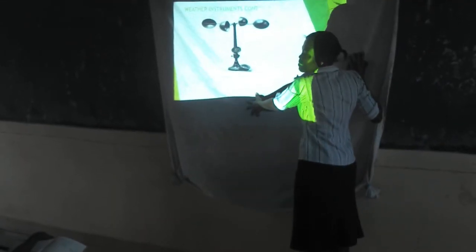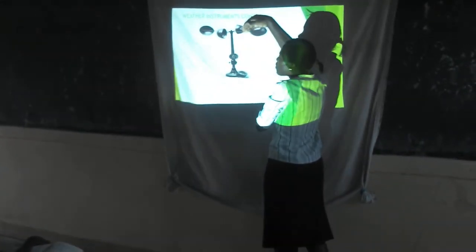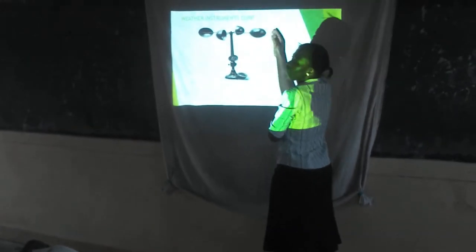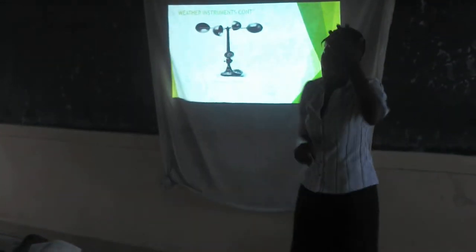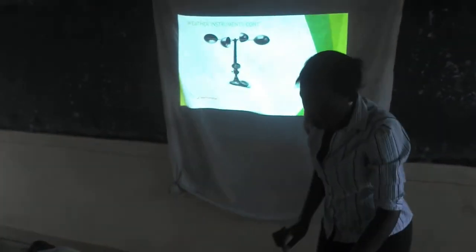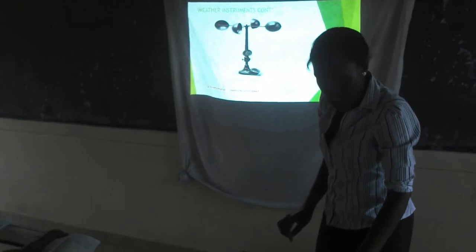This thing measures the speed of wind. This instrument, look at these cups. Once there is wind blowing, the wind will fit each and every cup. Then they start rotating. I am glad we have a video and we shall see how it keeps on rotating. Then we look at the next one. It measures the wind speed.